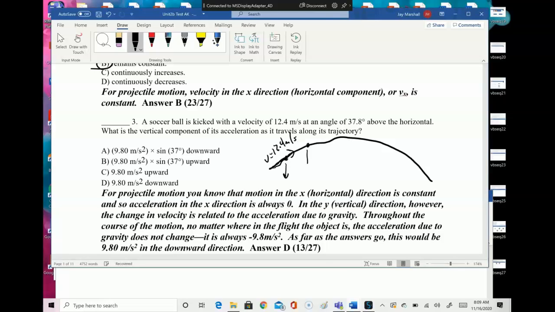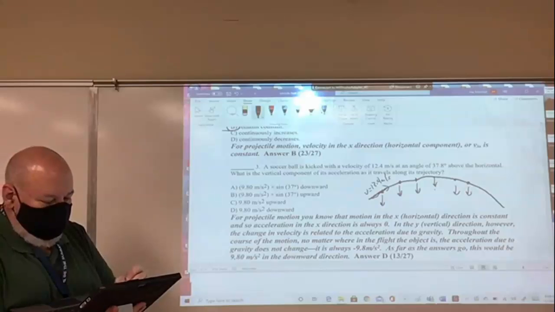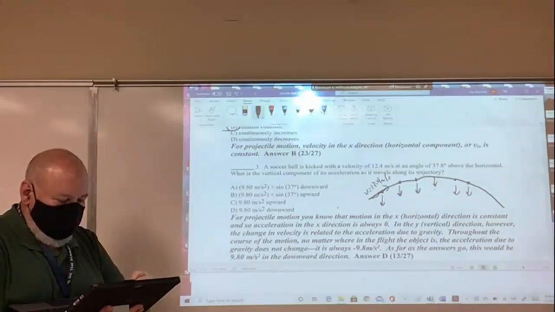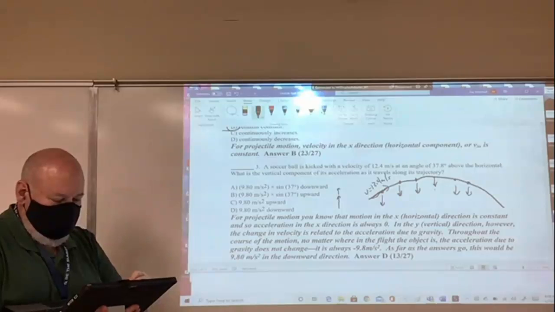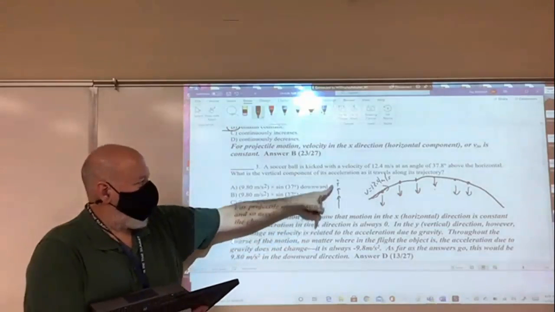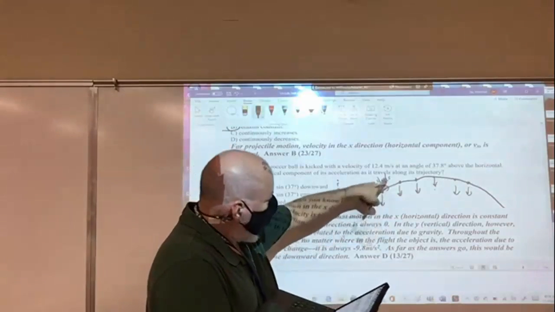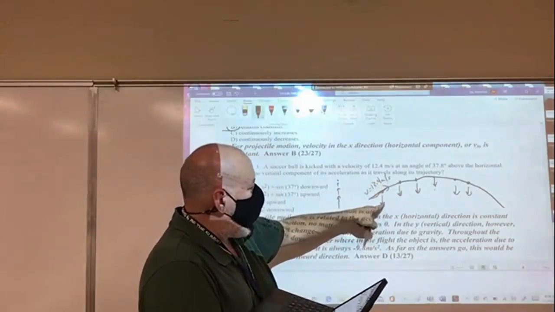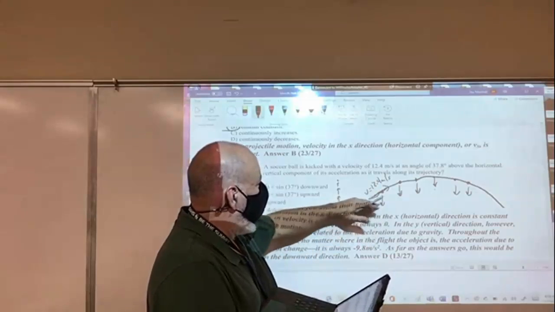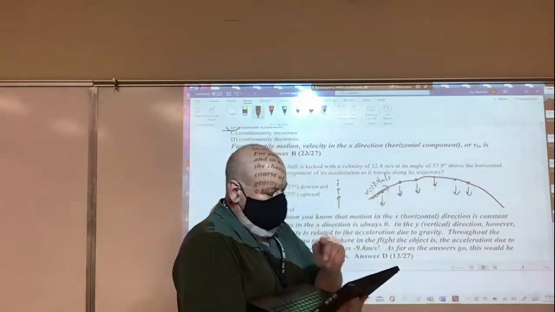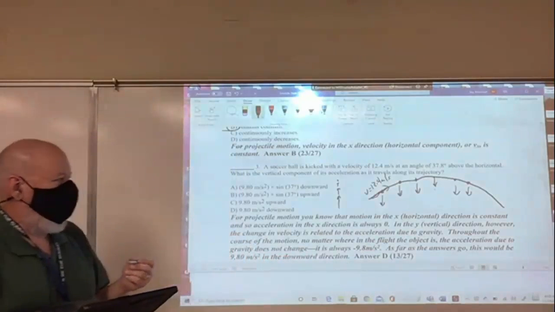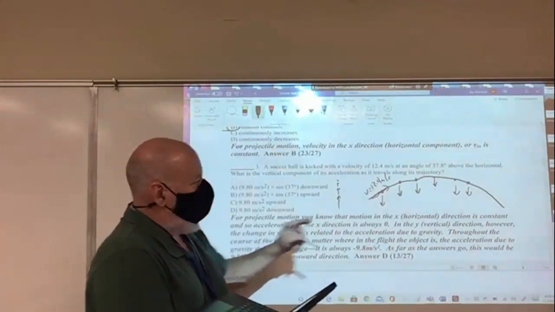Right here, it's downward at 9.8 meters per second squared. It's downward, 9.8 meters per second squared. Wherever it's at along its flight path, the acceleration in the downward direction is the same. And as it goes up, its vertical velocity slows down. As it goes up, that 9.8 meters per second squared in the downward direction causes that vertical velocity to get less and less until it gets to that point at the midpoint where its velocity in the vertical direction is 0.